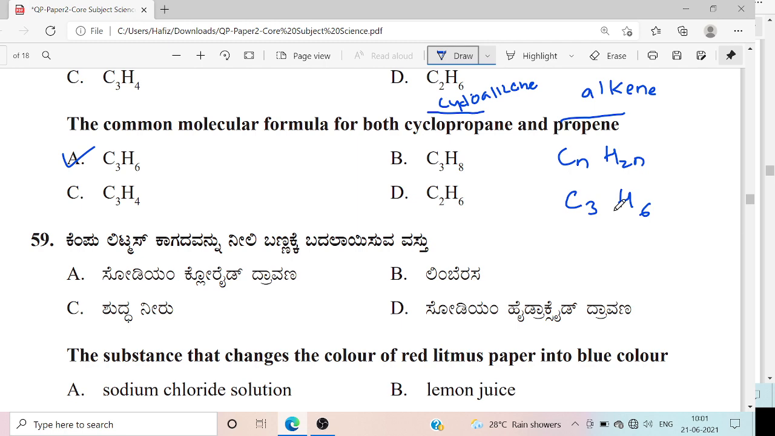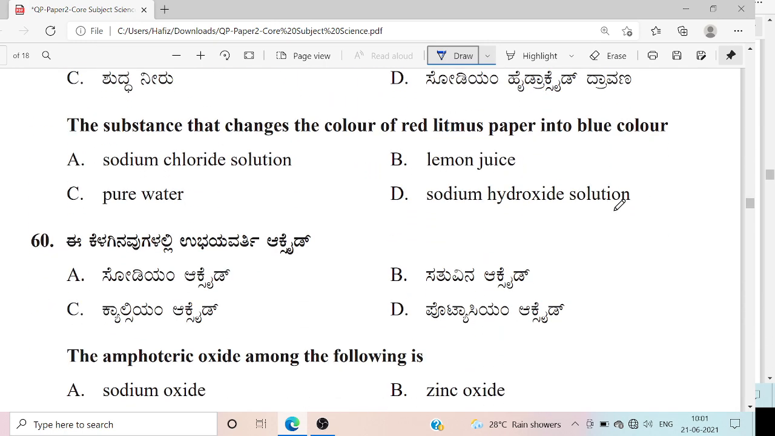Okay, after that, the next question: the substance that changes the color of red litmus to blue color. Red to blue, it is a base. Red to blue is base. Okay, blue to red is acid. So you have to just find out which is basic here. Sodium chloride is salt. It is neither acidic nor basic. Lemon juice, it has a citric acid. Pure water, it is neutral. Sodium hydroxide, NaOH. NaOH is a base, so option D is the answer for it, right?